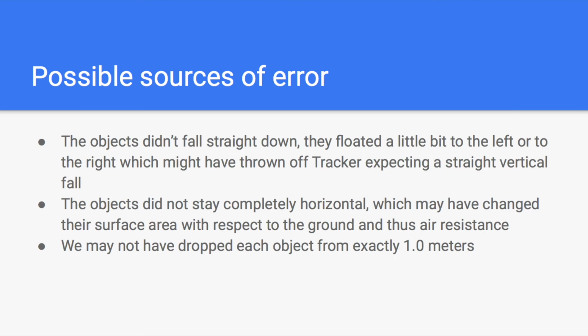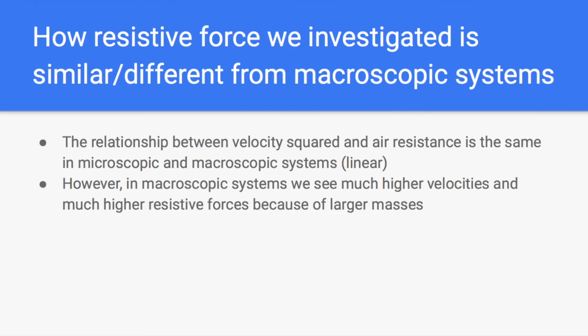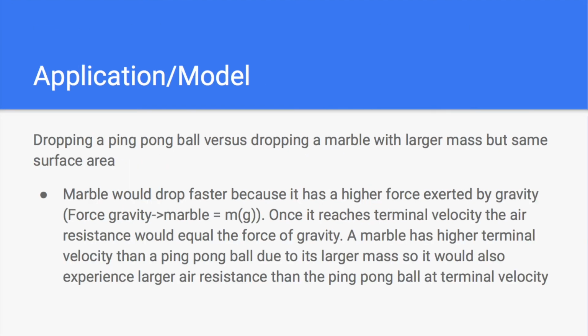The relationship between velocity squared and air resistance is the drag constant. This will not change no matter what the scale is. On macroscopic levels, we see higher velocities and higher resistive forces, but the constant is still the same. Once it reaches terminal velocity, the air resistance would equal the force of gravity, and a marble has a higher terminal velocity than a ping pong ball due to its larger mass, so then it would also experience a larger air resistance than the ping pong ball at its terminal velocity.